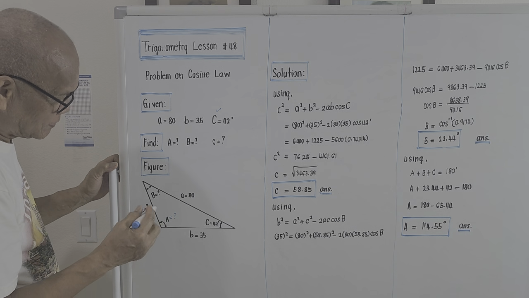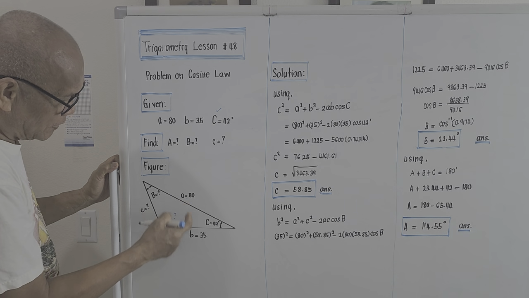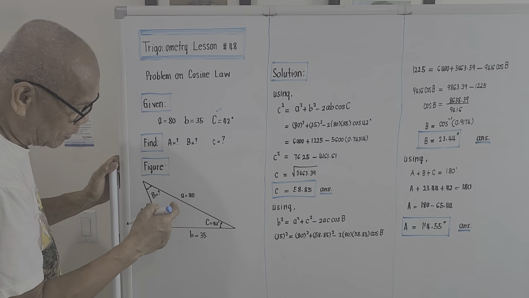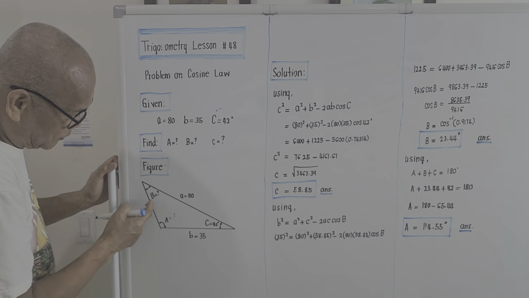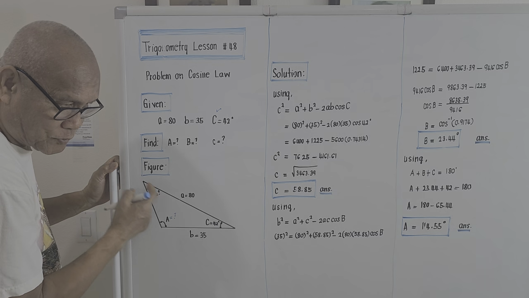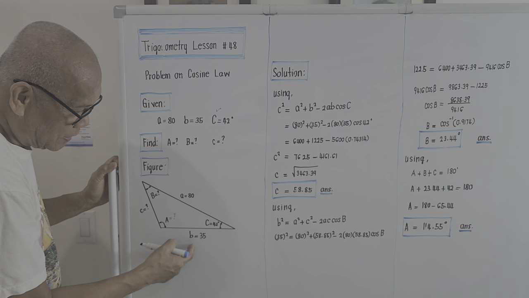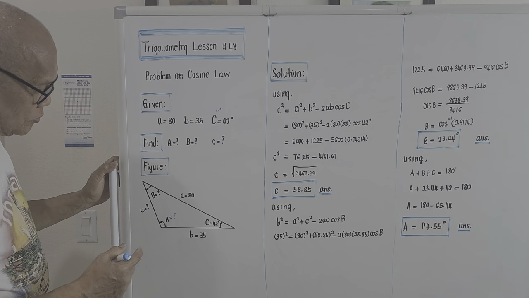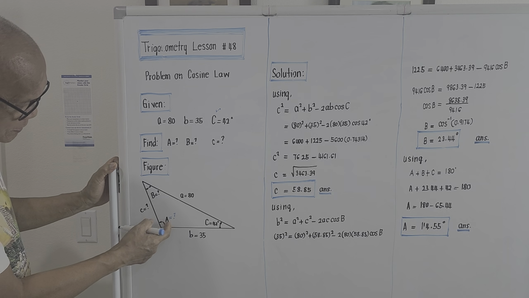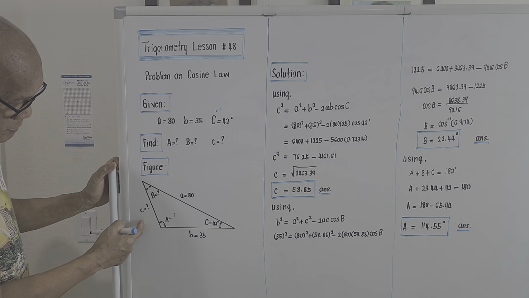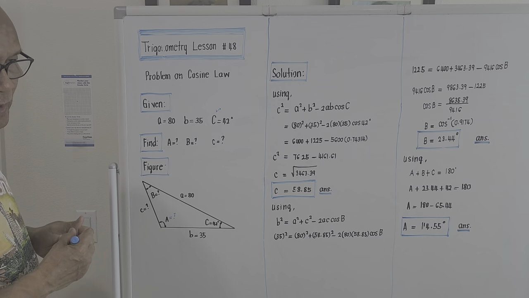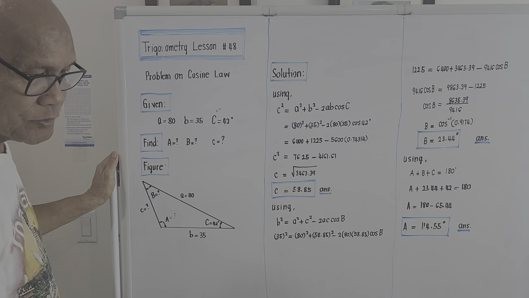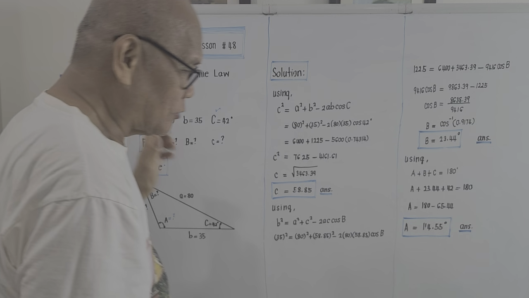And we are also given the sides A and B. If this is angle A, the side opposite to it will be side A. If this is angle B, the side opposite of it is side B. And this is angle C, the side opposite to it is small letter c. So what is being asked is angle A, angle B, and side C. I think we could not solve this one by using the so-called sine law. So the solution should be by using the concept of cosine law. Okay, let's try to bring out the solution.